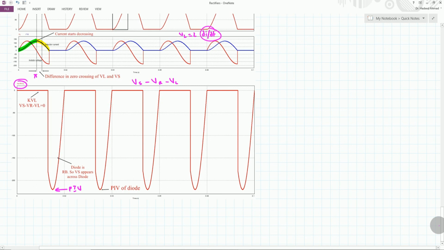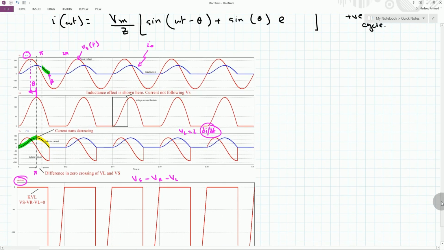Moving on, now that we know that we have a point where the current becomes equal to 0, and I have said that this is equal to beta. This beta is known as the extinction angle, and we are interested in calculating the value of this beta using some circuit analysis techniques.